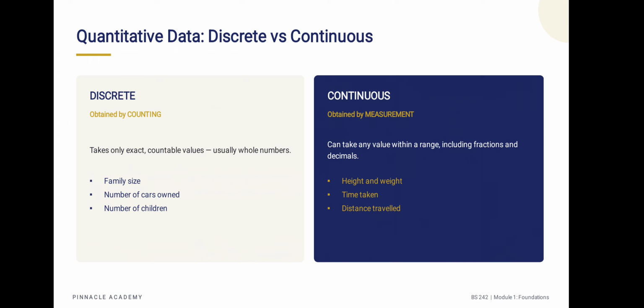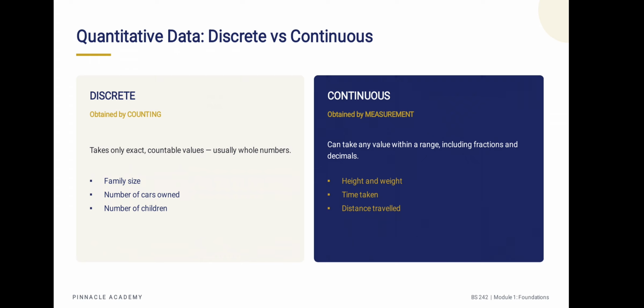Okay? So the number of cars a household owns works in the same way. 1 car, 2 cars, never 1.25 cars. That doesn't even make sense. So anytime you can imagine yourself literally counting on your fingers to get the value, and the value only makes sense as a whole number, you are dealing with discrete data.